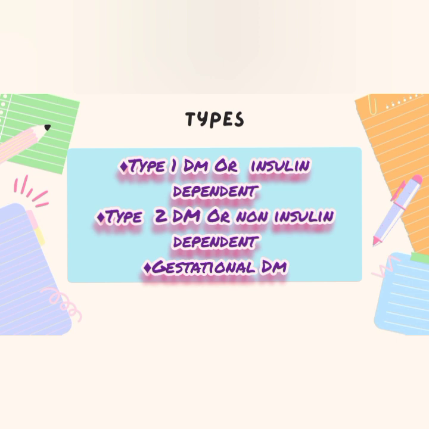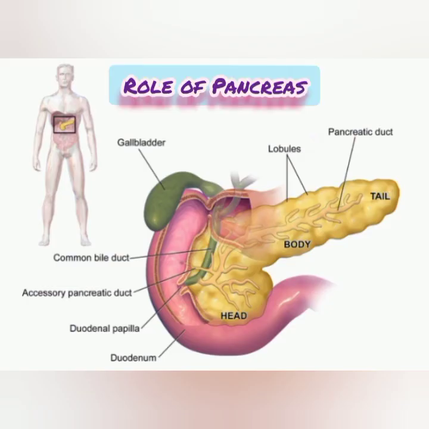Now, I would like to discuss the different types of diabetes mellitus. Firstly, type 1 diabetes mellitus or insulin dependent diabetes mellitus. Second kind is type 2 diabetes mellitus or non-insulin dependent diabetes mellitus. Thirdly is gestational diabetes. So, before knowing the types of diabetes, let us know the role of the pancreas in regulating insulin and glucagon.